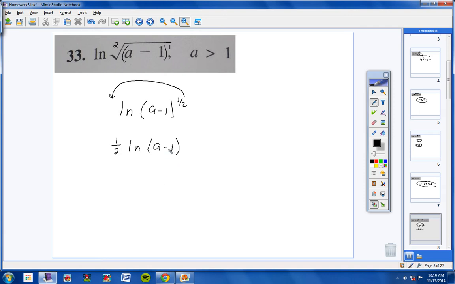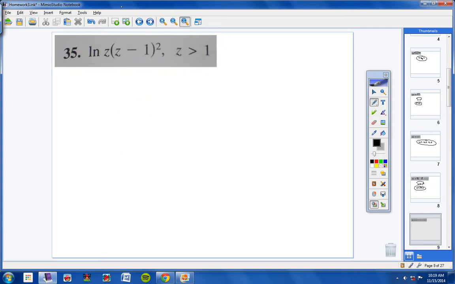Okay? Now, if they were multiplying, then you could split it up into 2 logs. If they were dividing the a and the 1, then you could split them up into 2 logs. But they're not. They're subtracting. So there's nothing else you can do. Okay, that's as far as you can go. All right, number 35.